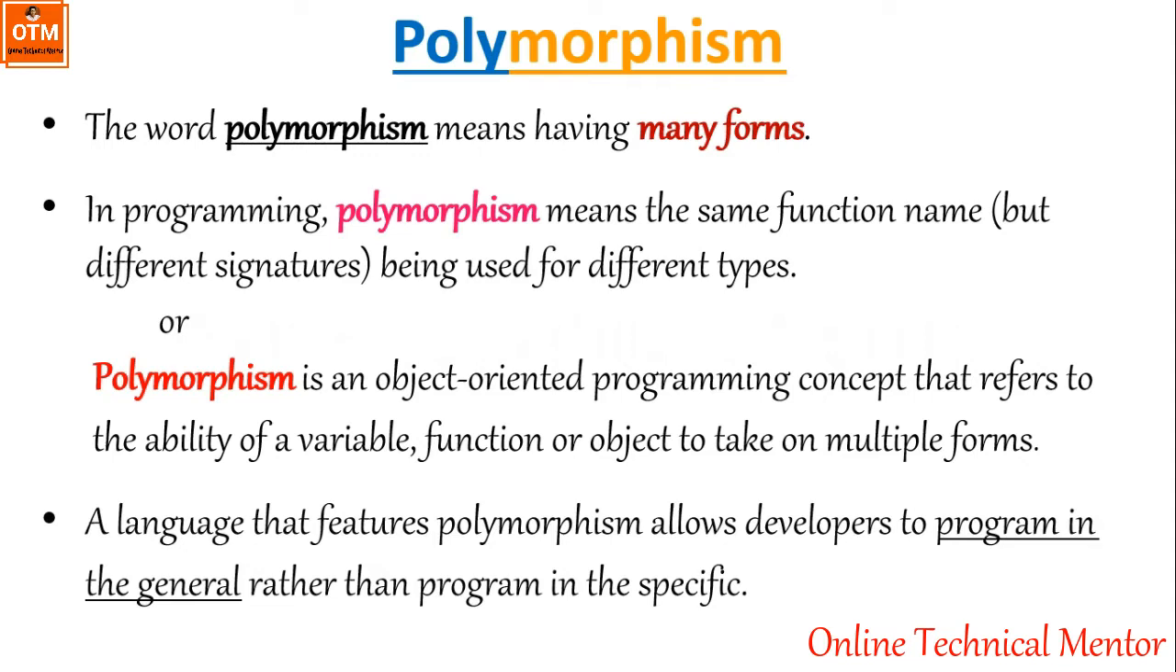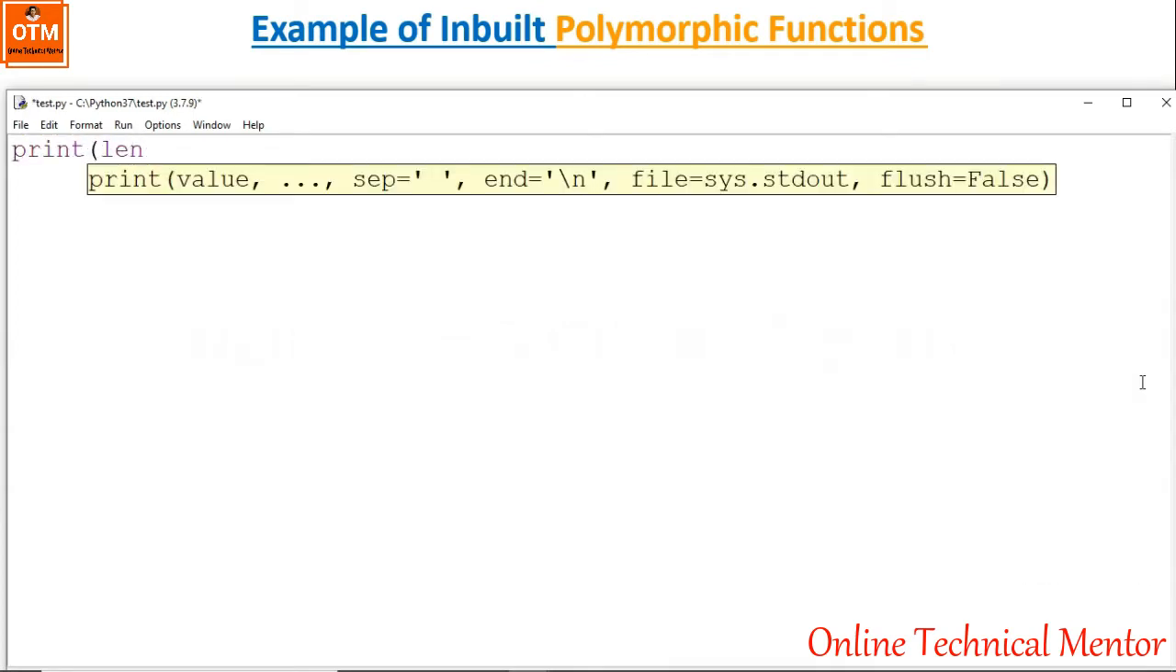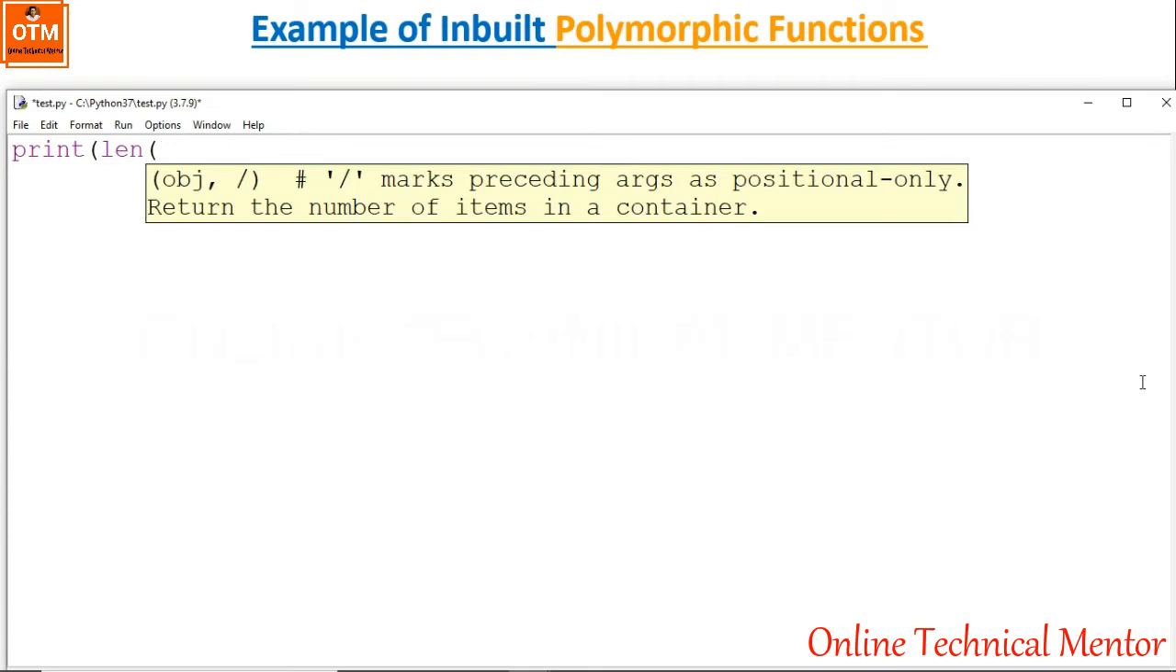Now I will explain these points with an example. First, I will show you an example of an inbuilt polymorphic function. As we all know, the Python programming language has many inbuilt functions, and a number of functions follow the principle of polymorphism. Let's see. Suppose I want to see the length of a string. For that, I am using the len function, and you all know that len is an inbuilt function of Python. Suppose I am writing ABCD.